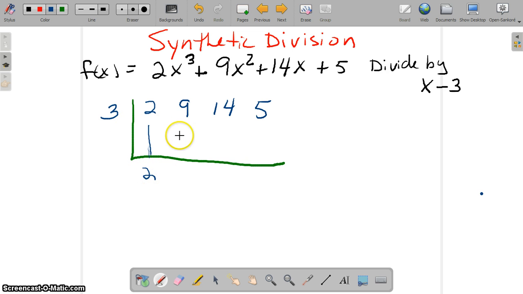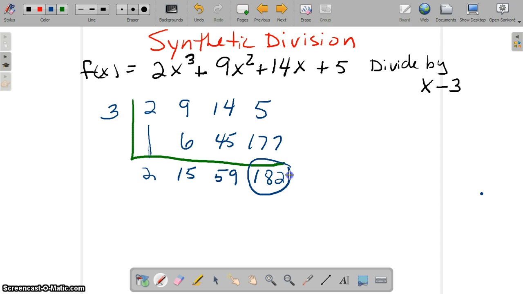3 times 2 is 6. We're going to add those together, and we get 15. 3 times 15 is 45. We're going to add these together and get 59. 3 times 59 is 177. And we're going to add those together and get 182. So right here, this is my remainder.